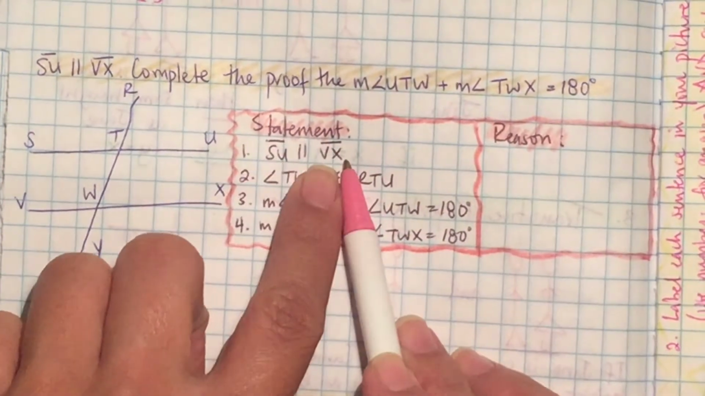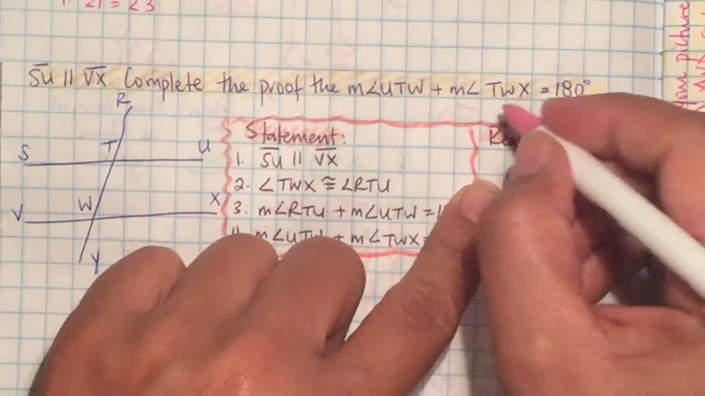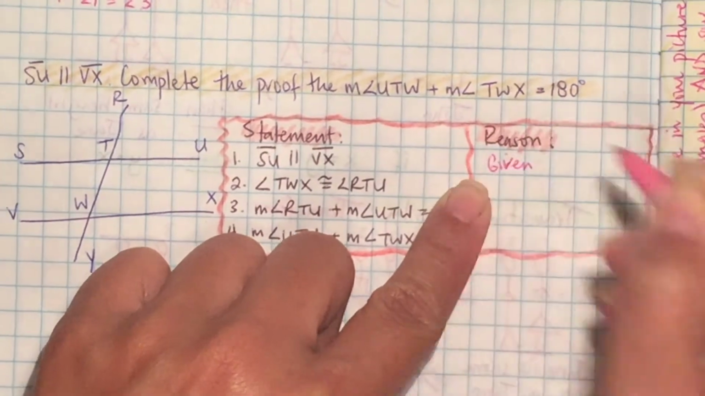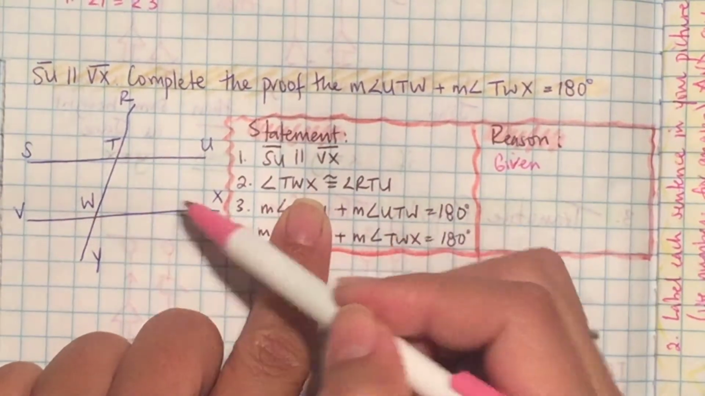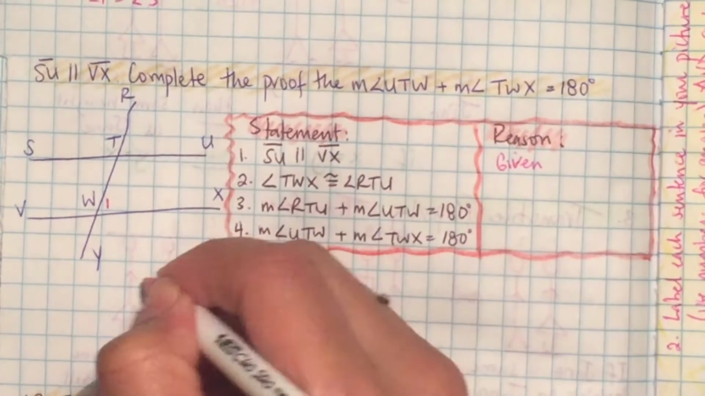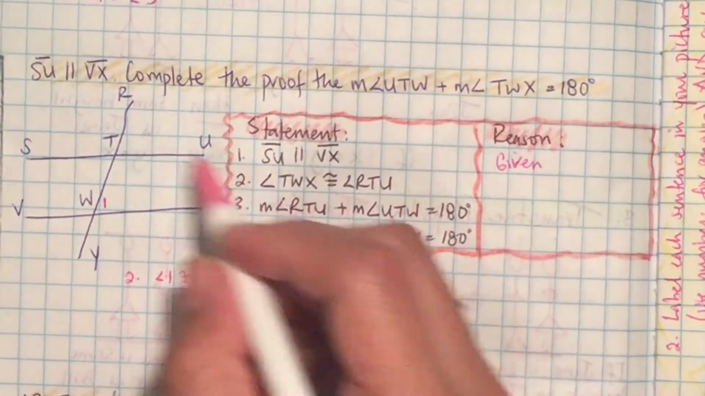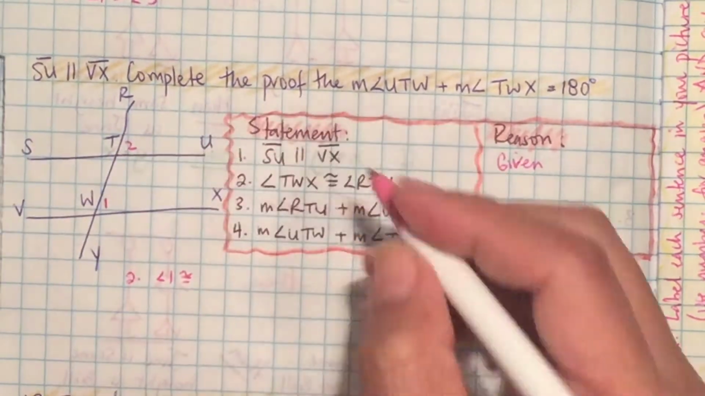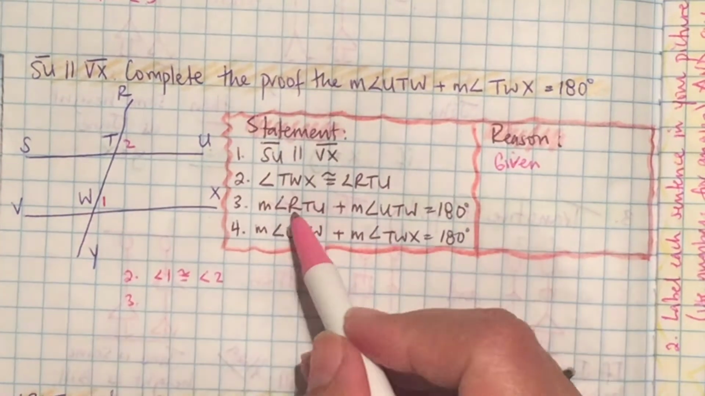Alright, so here's another question. Why is SU parallel to VX? Because it's given in the question. It's in the first sentence. Alright, TWX, let's label that 1. Is congruent to RTU, label that 2. Why are those congruent? So again, you should be able to see this.